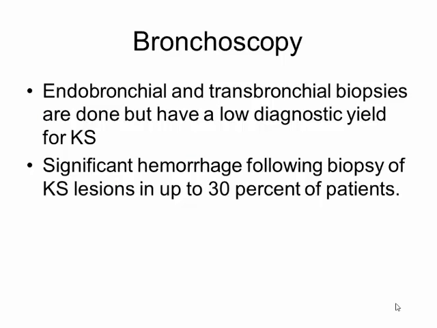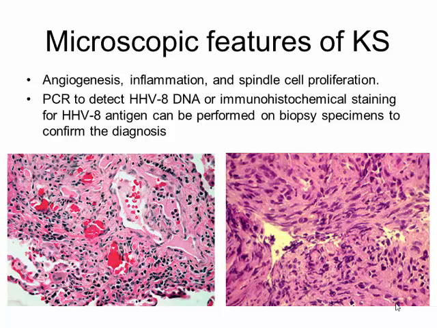Bronchoscopy, transbronchial biopsies, not endobronchial, sorry. Transbronchial biopsies have low diagnostic yields, reported at about 25%. Significant hemorrhage is about 30%. This is the microscopic picture. You'll see the spindle cells over here, and you'll see the angiogenesis over here, and this could be stained for HHV, herpes virus 8, PCR, and you'll have your diagnosis. And as we said, it could be made clinically only.